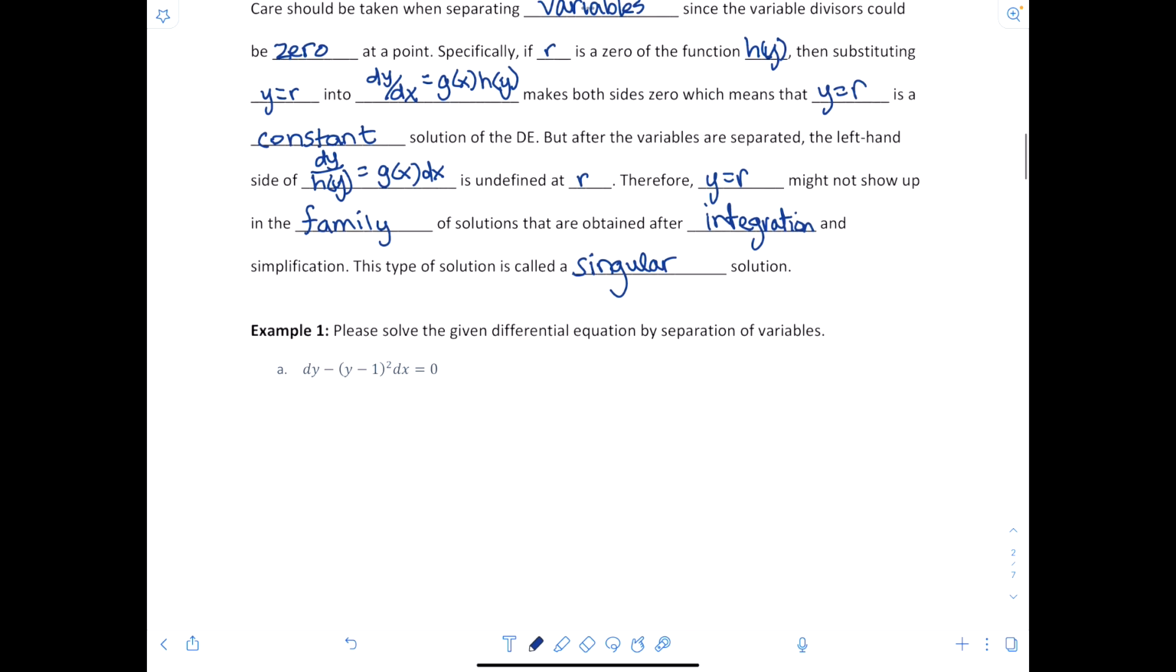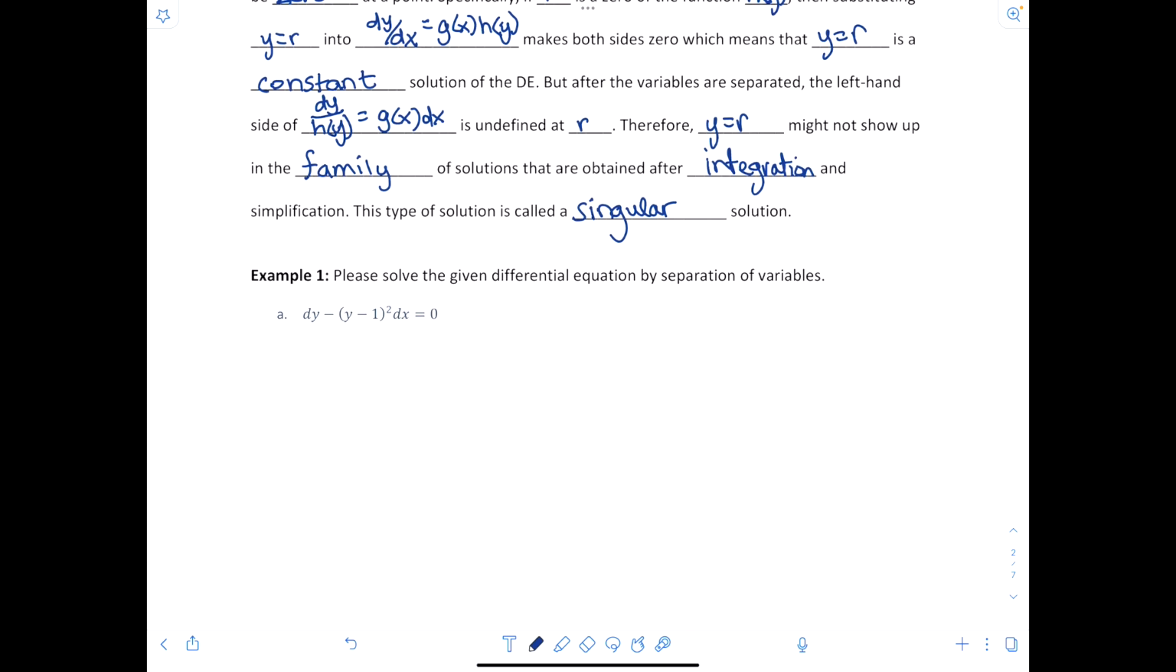All right, so let's take a look at this first example. Please solve the given differential equation by separation of variables. All right, well, the evil plan here is to get dy on one side and dx on the other side, and then we want to see if we can get all of the y's as factors of dy and the x's as factors of dx. So if I add the quantity y minus 1 squared dx to both sides, I get dy equals the quantity y minus 1 squared dx.